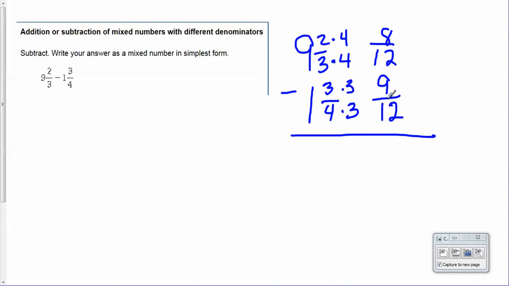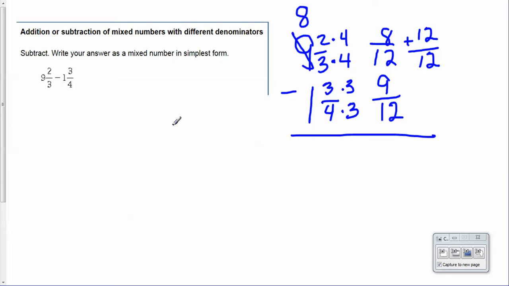8 twelfths minus 9 twelfths. Ooh, I can't do that and get a whole number, or even a fraction. I'd get a negative, and I don't want a negative. So I need to do some borrowing. I need to go and regroup. If I borrow from the 9, that would leave me 8 here, but I'm going to borrow twelfths.